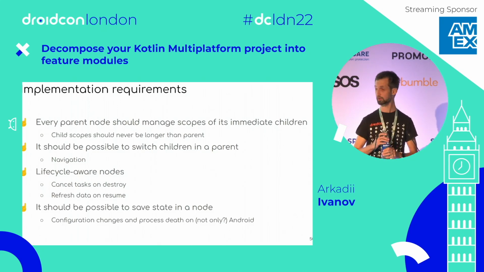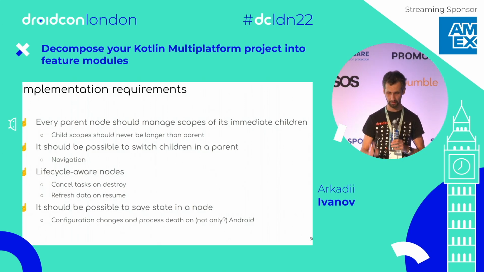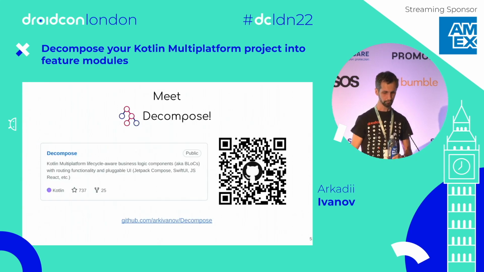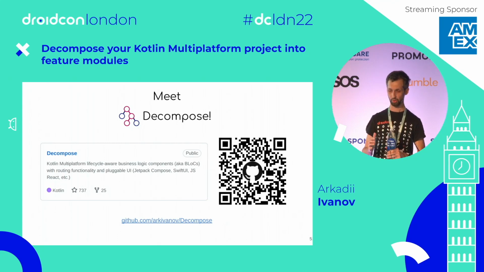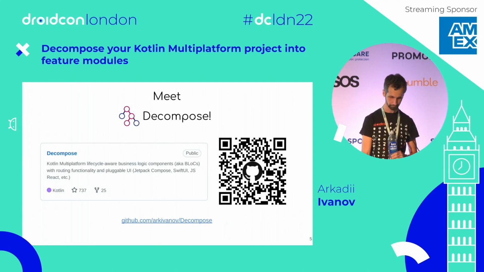This is useful for handling configuration changes and process death on Android, but probably not only Android, because iOS has kind of the same concerns. And there is a library exactly for that purpose. It's called Decompose. It helps to break up the code into meaningful lifecycle-aware components, organize it as trees. Each component has its own scope. And there are tools for switching subtrees, or in other words, navigation.